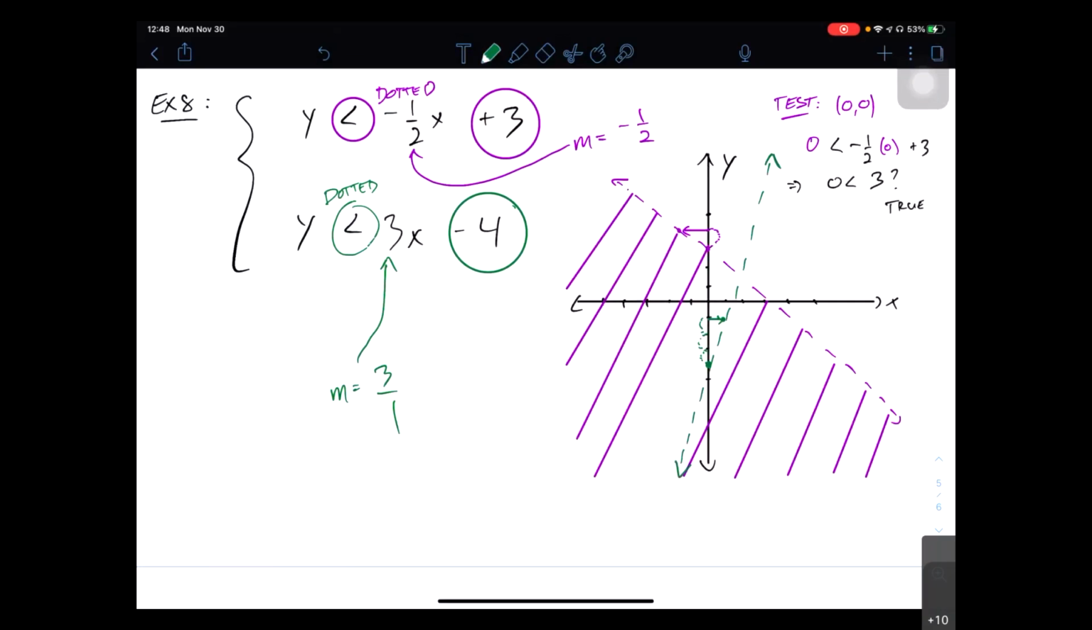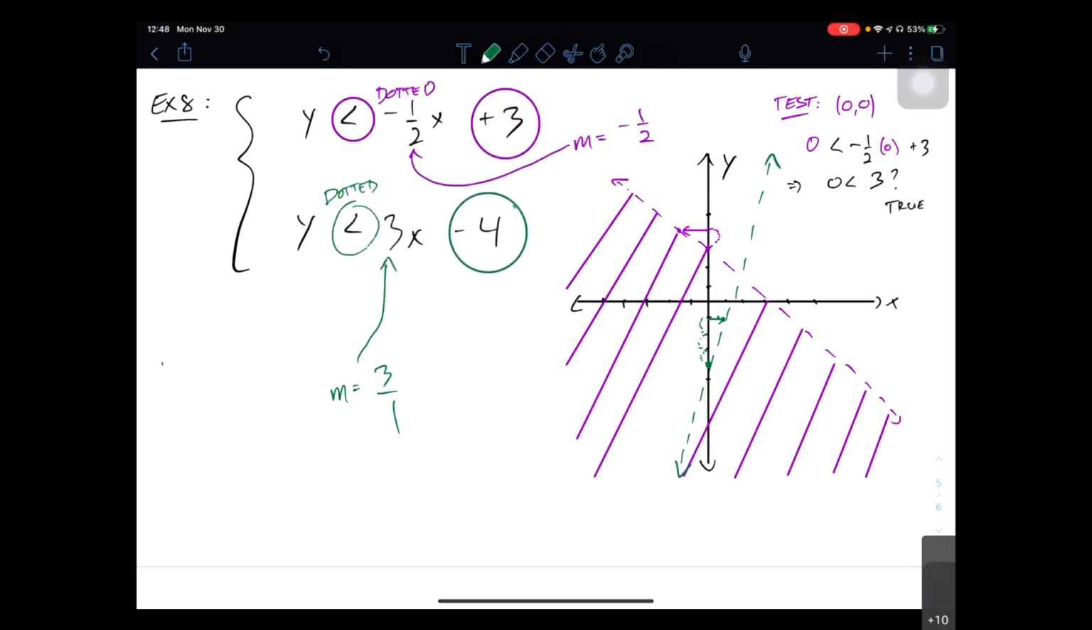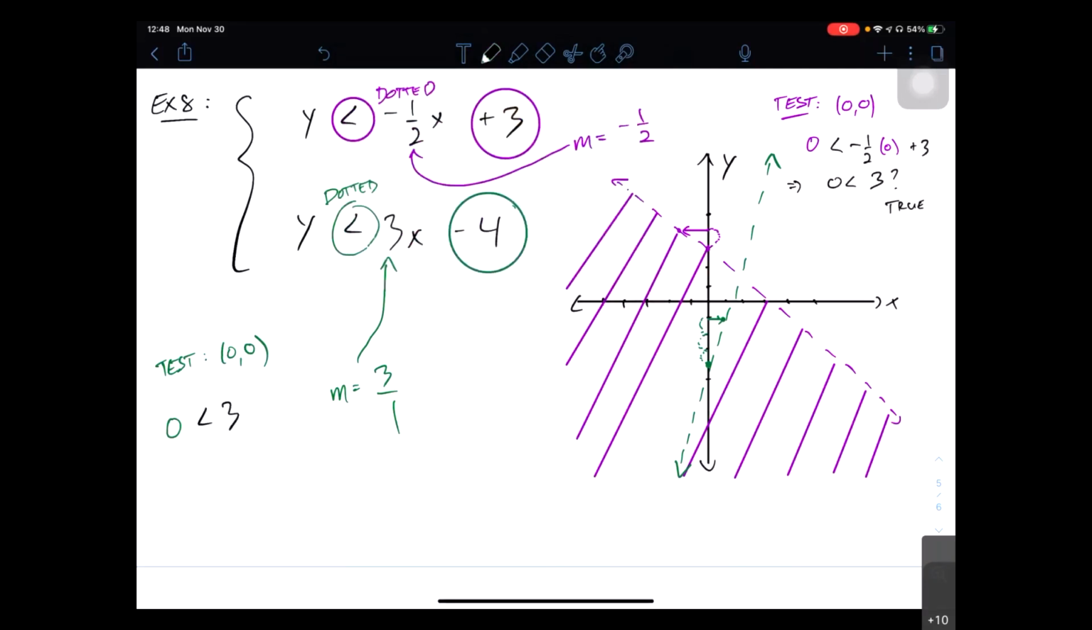This graph, as you can see, does not go through the origin again, so you can use 0, 0 again, and then now you just do the same exact thing for this one. You take the original equation, so you got y, 0, is less than 3 times 0 minus 4. So this is the second equation I'm doing now. So you check, is it true that 0 is less than -4? So this is a false.